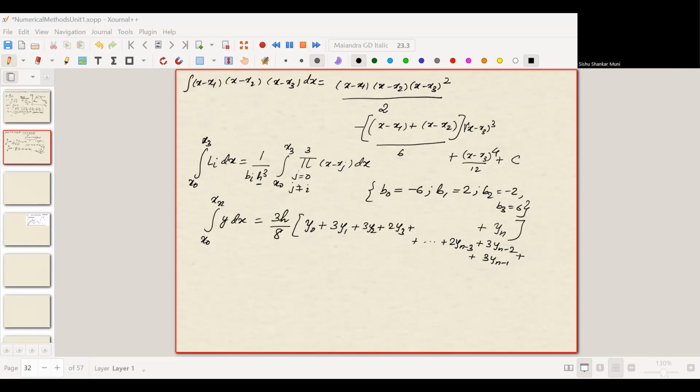Then after you have all of that, we have not yet multiplied by 3h by 8. So that's what we do: Simpson38 star equal to. You know the meaning of star equal to, right? That means Simpson38 equals Simpson38 into 3h by 8. That's a short form of writing.